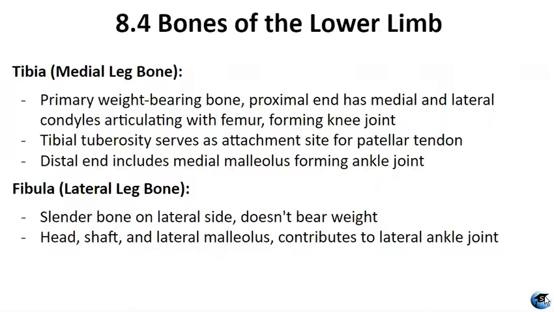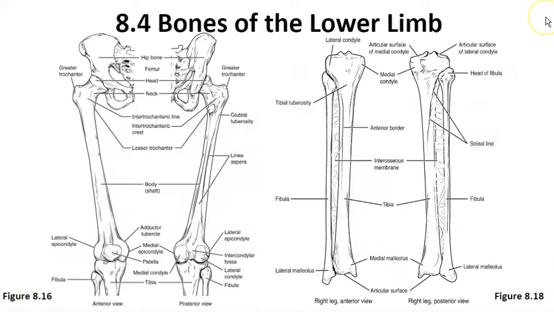The fibula is a slender bone situated on the leg's outer side, and it doesn't bear weight, but it is vital for muscle attachment. It has distinctive structures such as the head, shaft, and lateral malleolus, which contributes to the formation of the lateral ankle joint. Figures 8.16 and 8.18 provide an anatomical view of the bones of the leg.